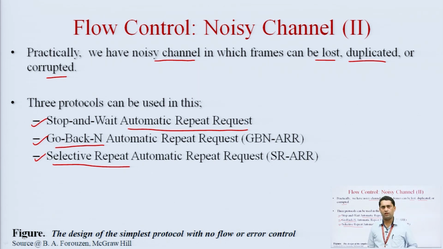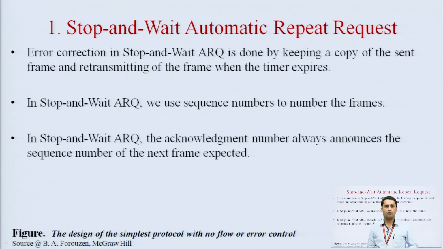So one by one, let's have a look at this. First one, stop and wait automatic repeat request. Previously we have already studied about this stop and wait. Stop and wait says if I am sending something, you are replying to me, yes, I have received. Again I am sending something, you are saying yes, I have received.